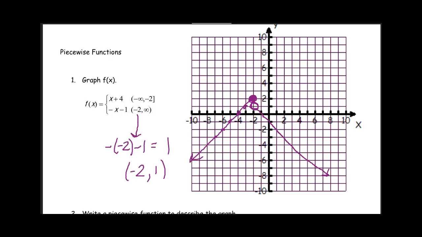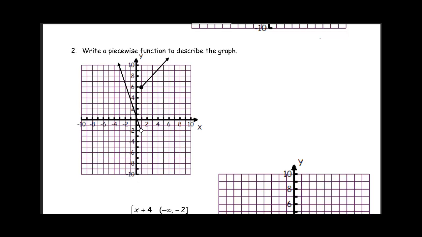So in the next example, I've given you a graph of a piecewise function, and I want to come up with the function to describe it. So I'm going to call it g of x just to be different. And we know we're going to have two pieces, and each of those pieces is going to have a domain. So think about having those four things filled in.